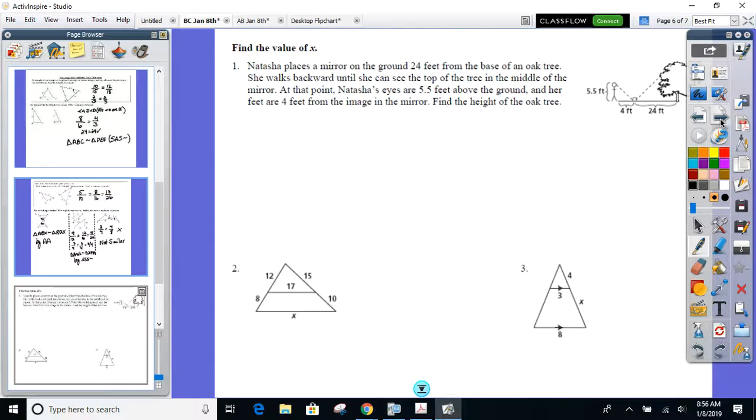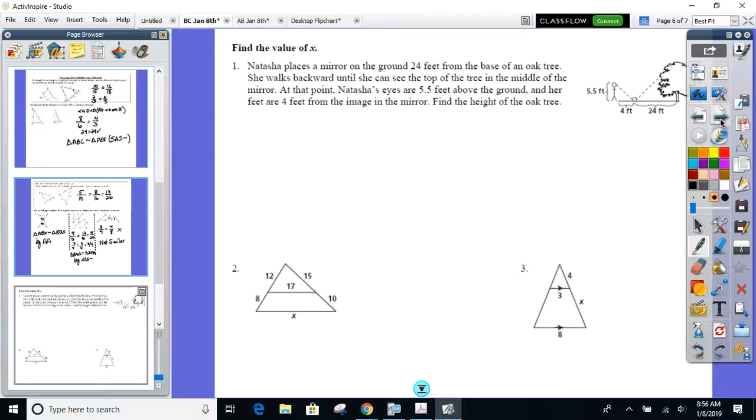And this is probably in my top 5 word problem of the year, that we do. Natasha, you can read about Natasha. She places a mirror on the ground 24 feet from the base of an oak tree. That's pretty important that it's oak, not maple or redwood or anything. She's going to walk backwards so she can see the top of the tree in the middle of the mirror. And at this point, you can see that her eyes are 5.5 feet above the ground and her feet are 4 feet from the mirror. Let's find the height of the oak tree.